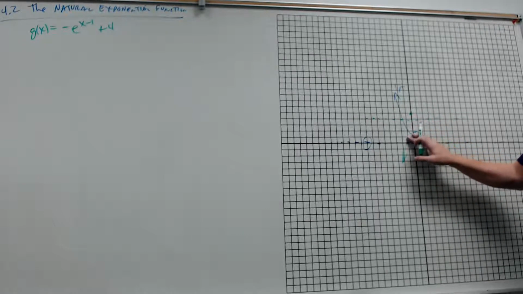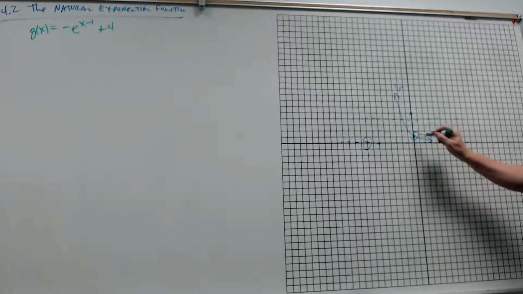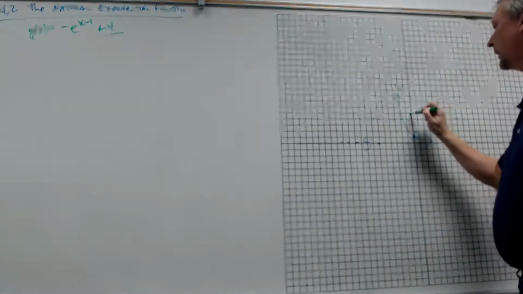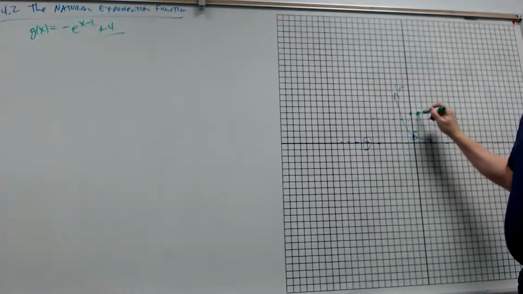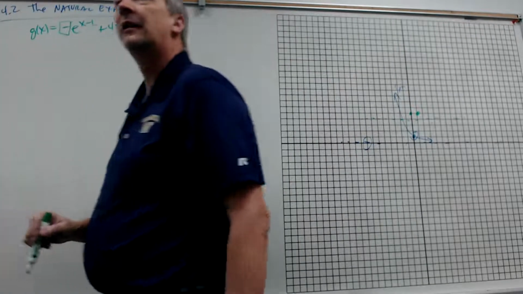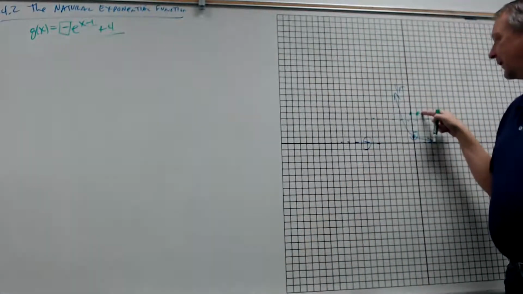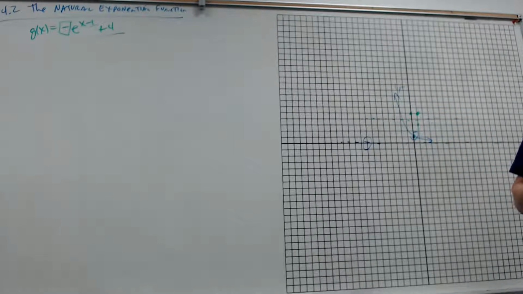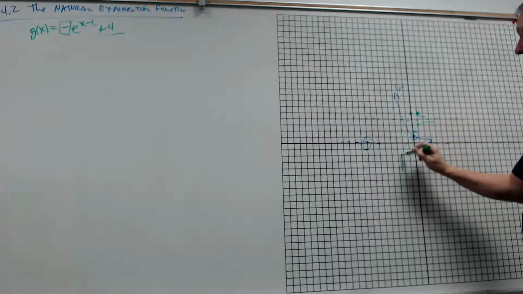Actually, let me ask you this, Derek. You were with us at the beginning, right? We started here. We moved it up 4. So now we're here. We moved it to the right 1. Now we're here. You were with us to there, right? Now, the problem is, what happened with this negative? That negative flips it over the asymptote. So instead of being 1 unit above the asymptote, I'm now 1 unit below. Normally it would go like this, but it's going to be a mirror image of that. So then it's going to be like this.